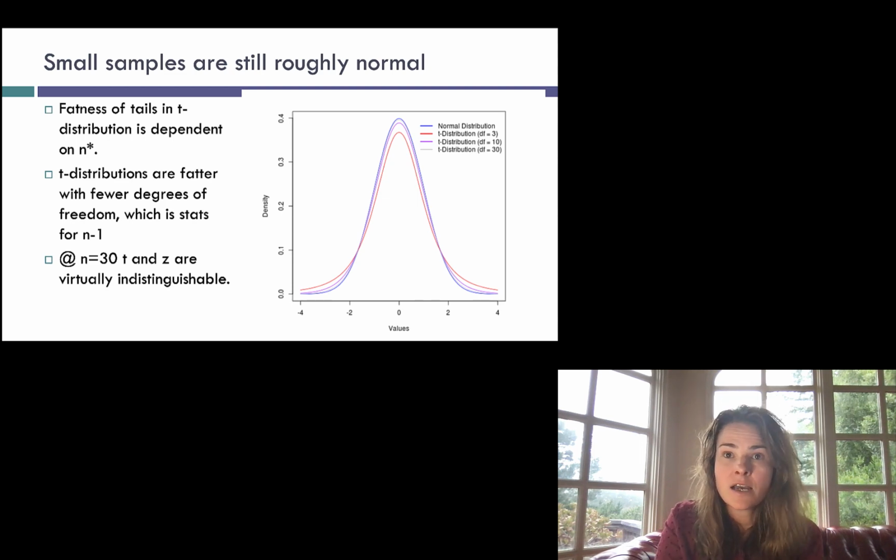The reason I'm going to teach this to you in terms of z instead of t is that almost always we end up with large enough samples. Frequently we end up with large enough samples. We're going to keep things easy here. And once you get to n equals 30, t and z are virtually indistinguishable from each other.